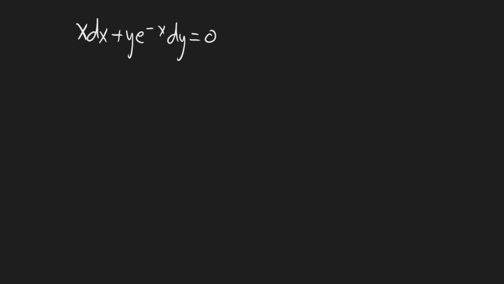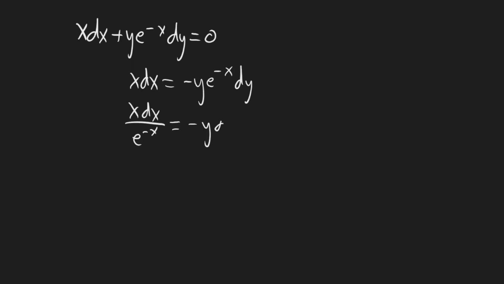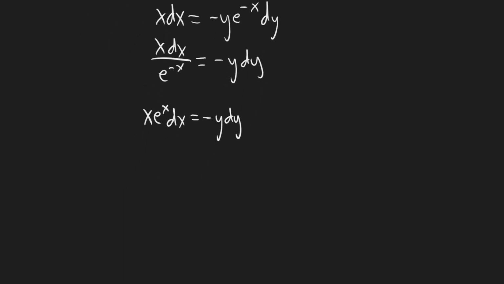So first thing that I'll do is just write them on their own side, negative y e to the negative x dy. So then all I have to do here is divide by e to the negative x. So x dx over e to the negative x equals negative y dy. All right, now 1 over e to the negative x is just e to the x. So x e to the x dx equals negative y dy. All right, so now we've done the separation part, we've done the ODE part really.